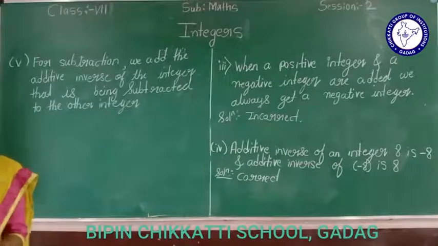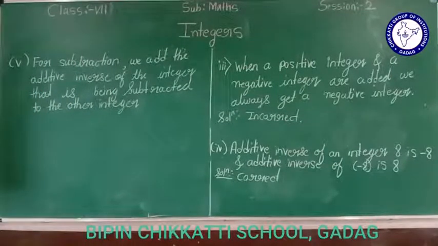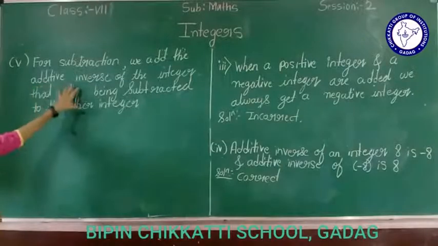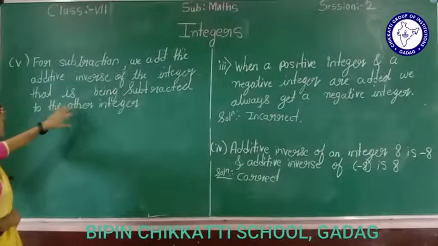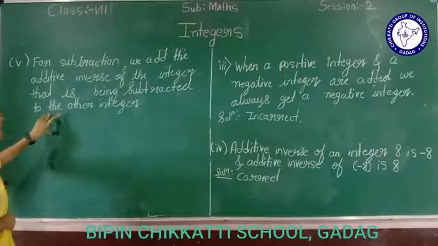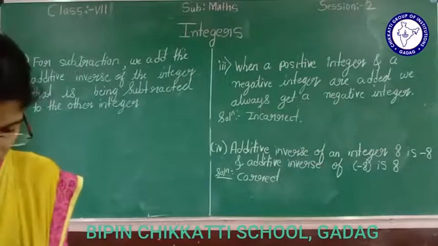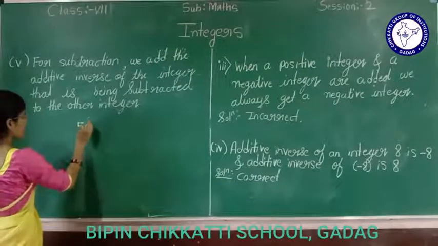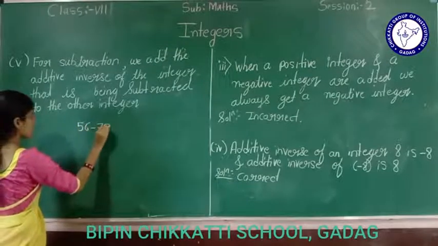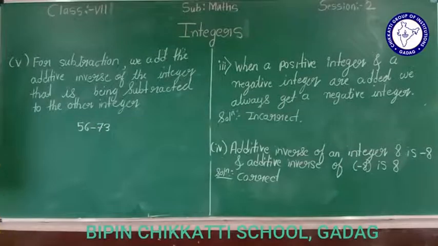Now see here students, for subtraction we add the additive inverse of the integer that is being subtracted to the other integer. See here, this statement is correct. See here, suppose if I gave you the example 56 minus 73.